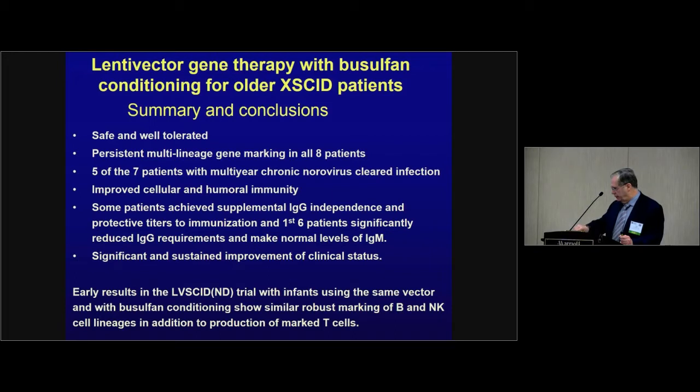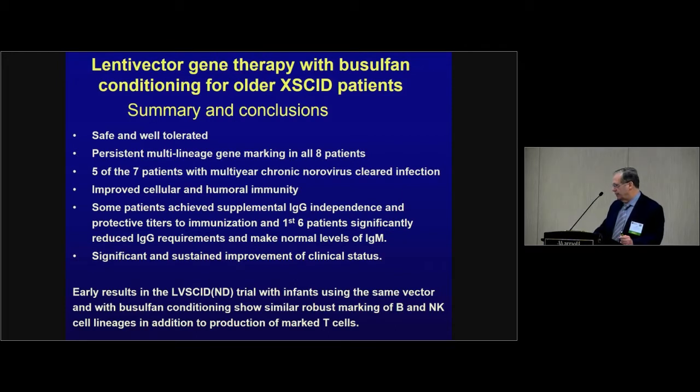So the summary and conclusions are that lentivector gene therapy with busulfan conditioning for older XSCID patients is safe and well tolerated. We're getting persistent multilineage gene marking in all 8 patients. For those of you who ask, is this benefiting them clinically? Well, 5 of the 7 who had norovirus for years and years and were sick with it no longer have norovirus. If that's all we did, that would be a big change in their lifestyle.